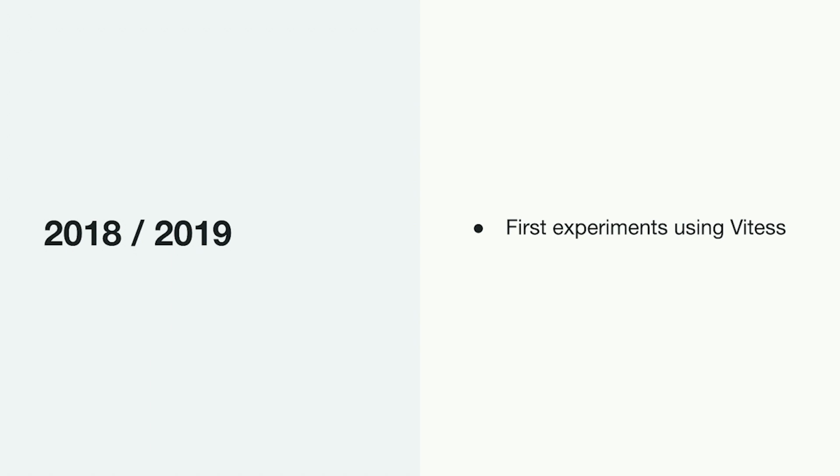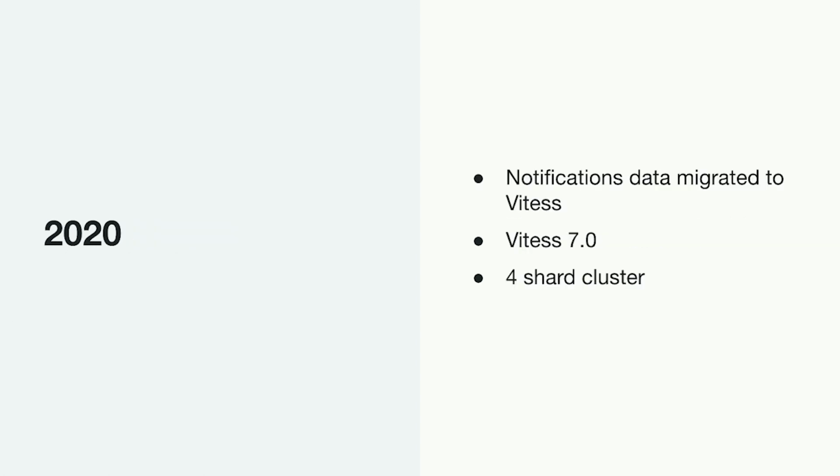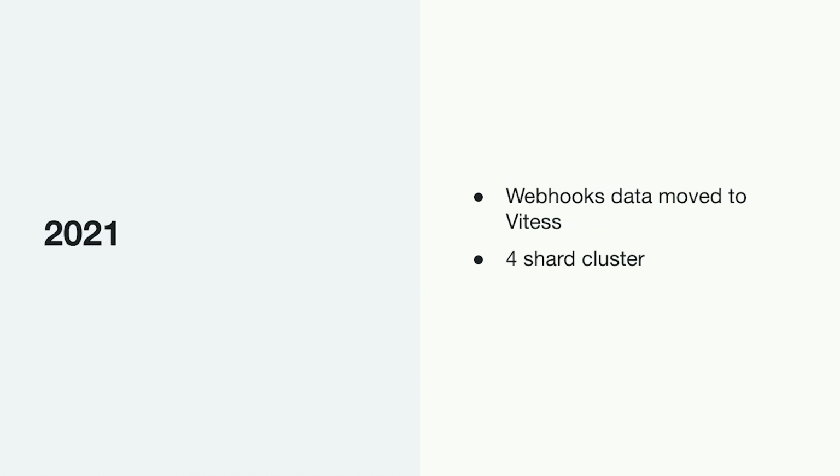Okay, so a timeline, right? In 2018, 2019, we ran our first experiments using Vitess. In 2020, we actually moved our first cluster over to Vitess. That was all the notifications data, basically. This was using Vitess 7.0, and we run this in a 4-shard cluster. And since we migrated the data over to Vitess, it has stayed in this 4-shard cluster, so we didn't do any resharding. Same for webhooks data, which moved in a year later in 2021. Same kind of setup, 4 shards, and it has been running on those 4 shards since then.